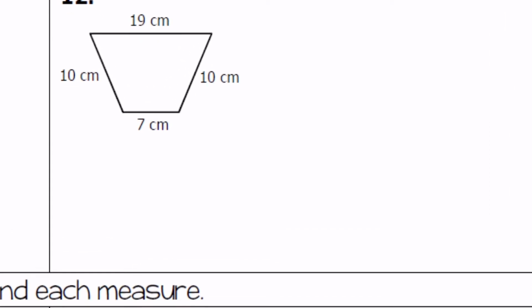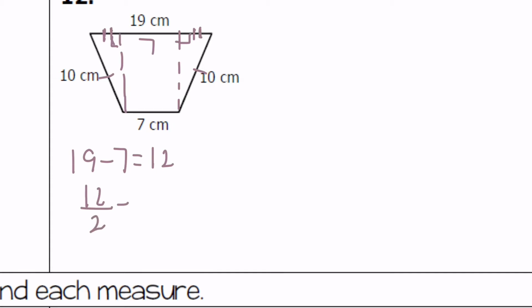Same thing with this trapezoid. Sometimes you have to split it into some pieces. So I can split this into 2 right triangles and a rectangle. So this would be 7. Since this is an isosceles trapezoid, the base of this little right triangle and the base of this little right triangle are congruent. To find that, I can take 19 minus 7. This gives me 12.